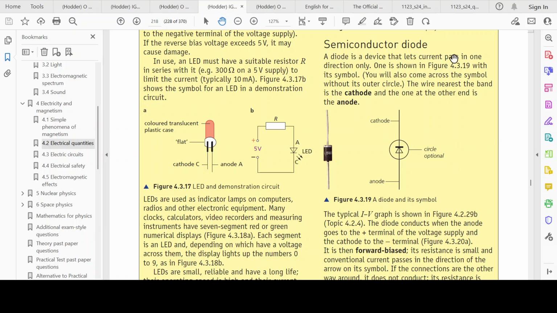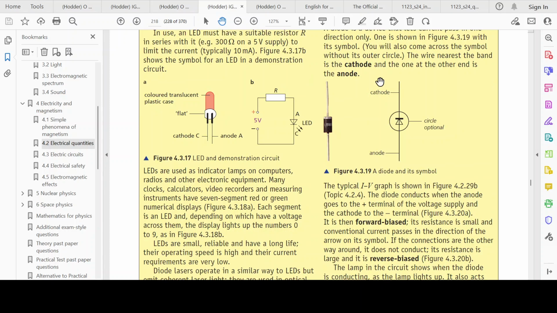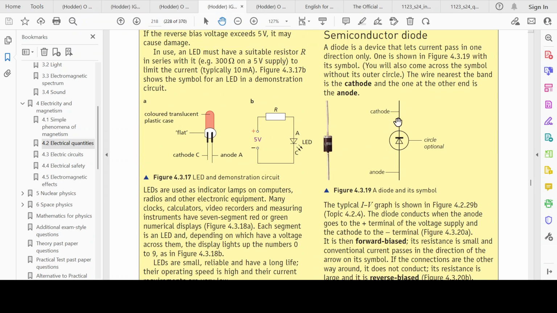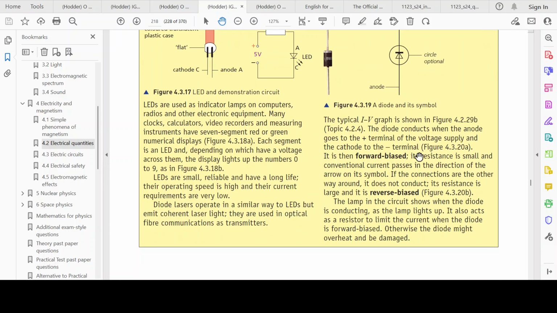So it allows current to pass only in one direction, right? This is what a diode looks like, and this is the circuit symbol for it. And you may come across the symbol without the outer circle, so just a triangle with a thick perpendicular line at its tip. The wire nearest to the band is the cathode. So over here, this band is the cathode, and the one at the other end is the anode. The cathode is the negative terminal, and the anode is the positive terminal.